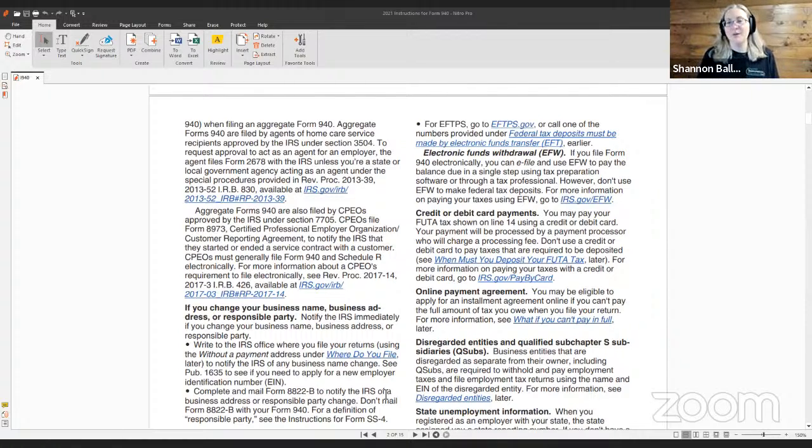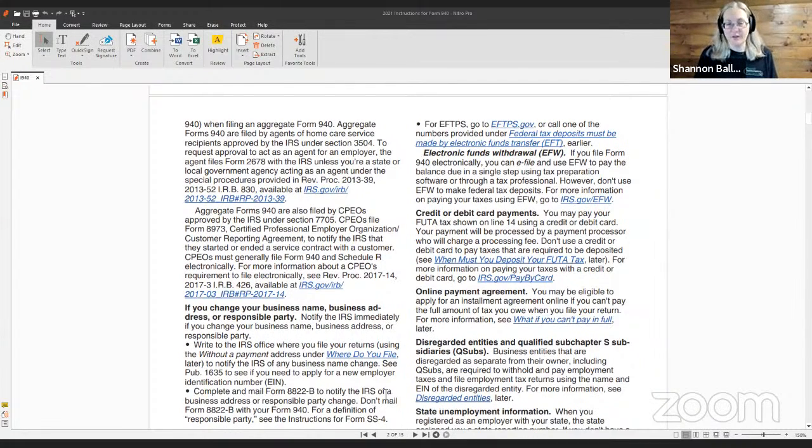Electronic fund withdrawal or EFW. If you file Form 940 electronically, you can e-file and use EFW to pay the balance due in a single step using tax preparation software or through a tax professional. However, don't use EFW to make federal tax deposits. For more information on paying your taxes using EFW, go to irs.gov/EFW.